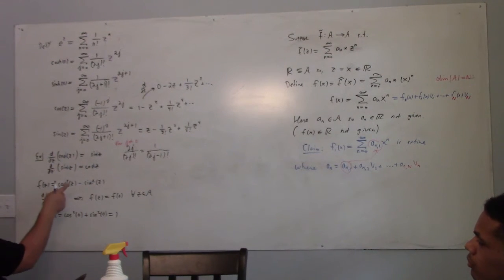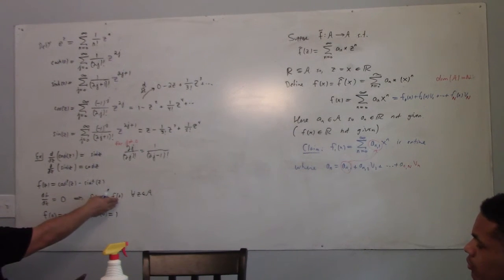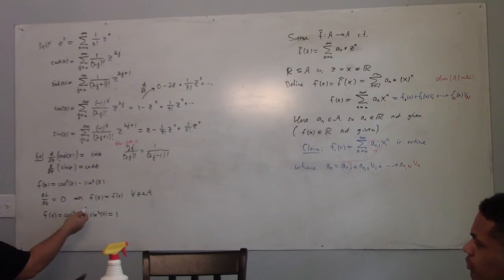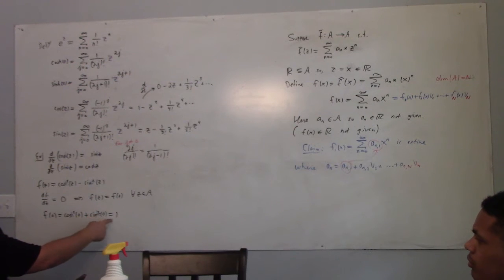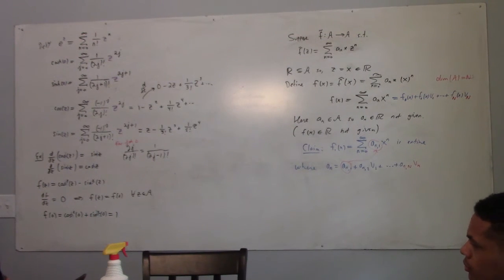Because then you get 2 cosh sinh minus 2 sinh cosh, which is 0 for all z. So f of z is equal to f of 0. But cosh of 0 is 1, and sinh of 0 is 0. So this gives you cosh squared minus sinh squared is 1 for all z in the algebra.